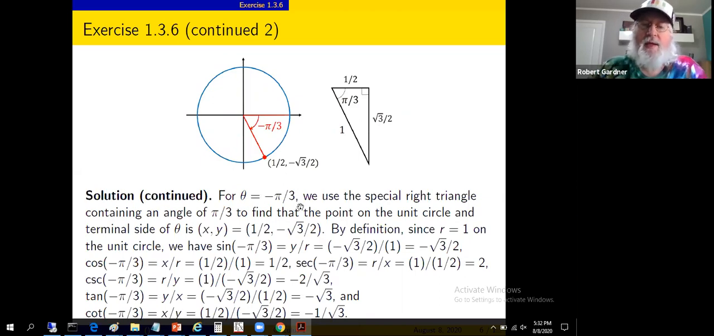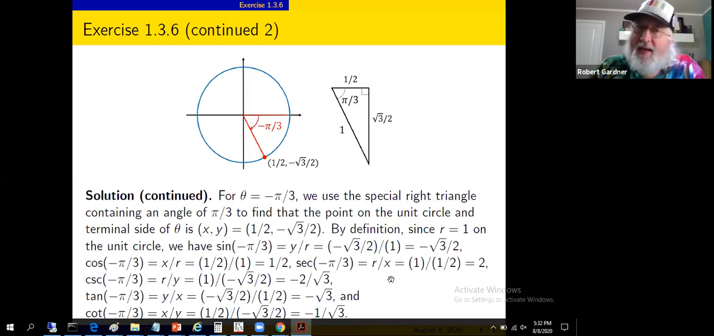Okay, so for theta equals negative pi thirds, we'll find the coordinates of this point are 1/2, negative square root of 3 over 2. So xy, in the notation we had in the definitions, x is 1/2, y is negative square root of 3 over 2. We've chosen a unit circle, so r equals 1. So sine of negative pi over 3, y over r, that'll leave us with the y coordinate, negative square root of 3 over 2. Cosine is x over r. That'll leave us with the x coordinate of 1/2, and so forth.